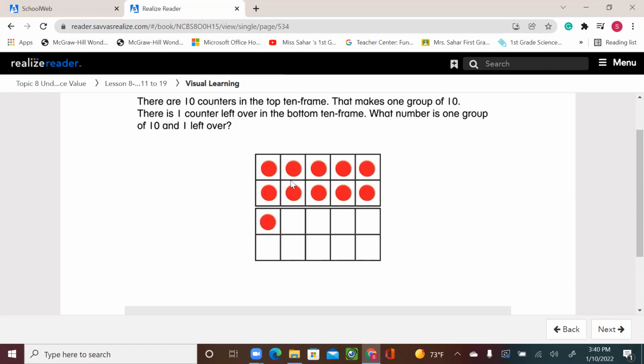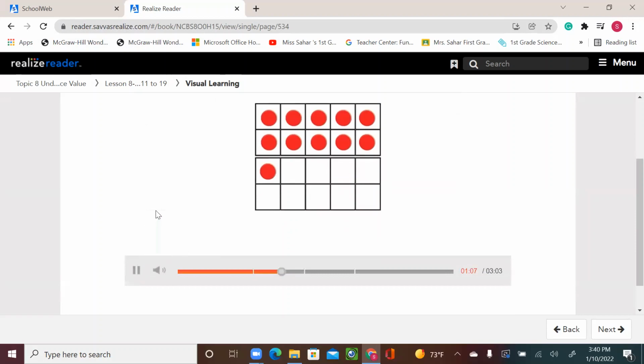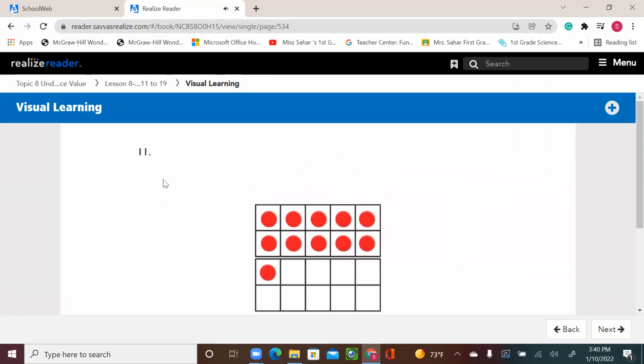So now I know that I have one group of 10, which is 10, and then I have one left over, 1. So 10 and 1, that will make, very good, 11.